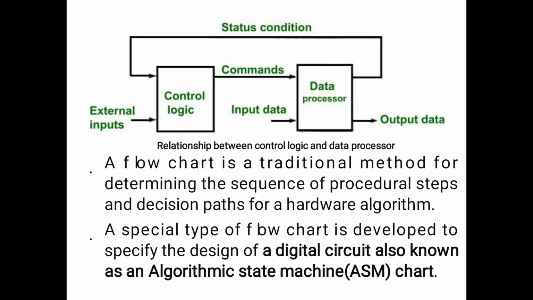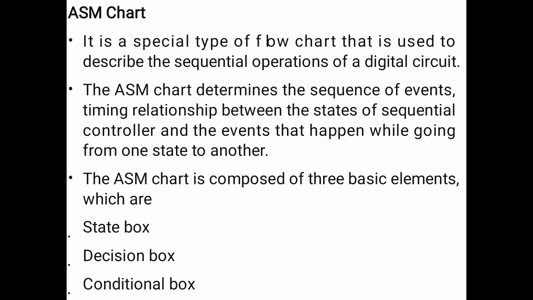A flowchart is a traditional method for determining the sequence of procedural steps and the decision paths for a hardware algorithm. A special type of flowchart is being designed for this purpose to specify the design of a digital circuit, which is known as the algorithmic state machine chart. So this is a special type of flowchart that is used to describe the sequential operations of a digital circuit. The ASM chart determines the sequence of events, timing relationship between the states of the sequential controller and the events that happen while going from one state to another.